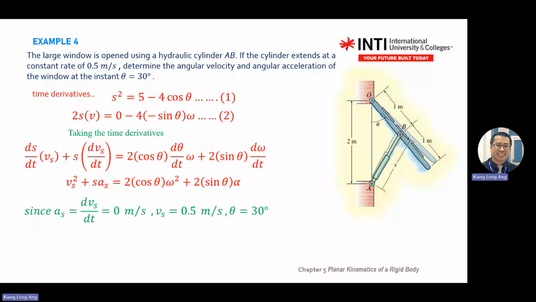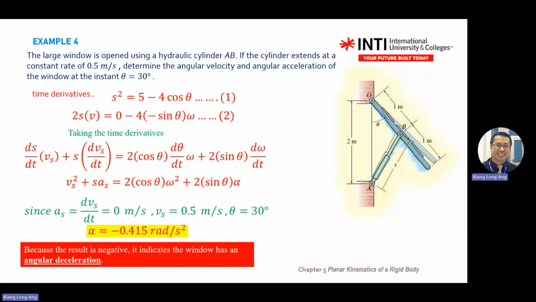So when you get a minus, there's a deceleration happening in the window. Means at 30°, it will slow down. Although this one moved at a constant rate, at the beginning it moved very, very fast. But when you reach 30°, it starts to slow down. That's why in your calculation, you get negative. So this one, a question you need to explain. The question will also guide you: explain the behavior, explain the motion of the window. This is the expected answer. If you get positive, what does positive mean? If you get negative, what does negative mean?